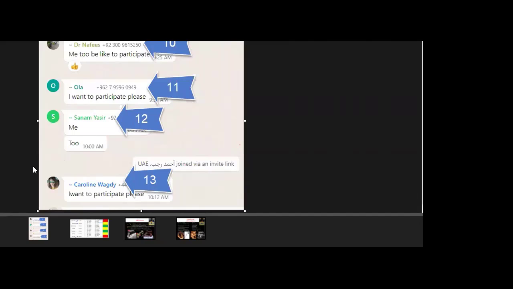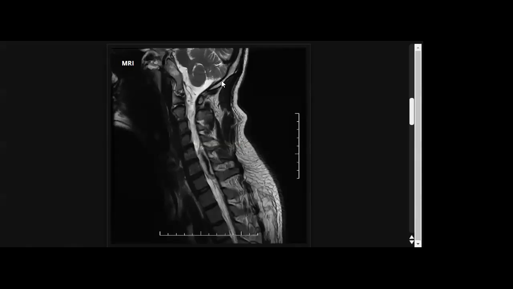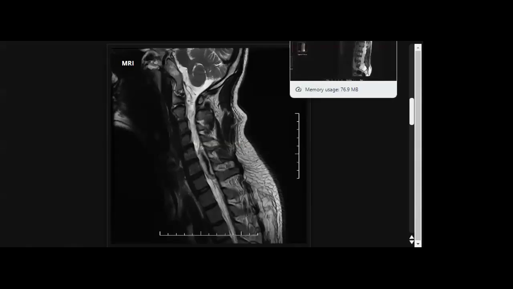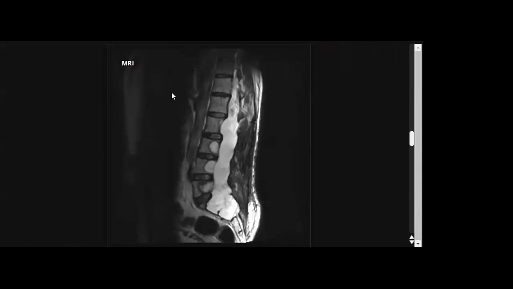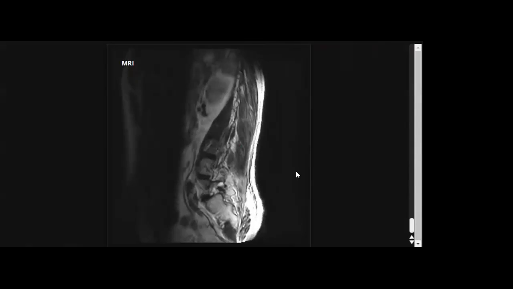Let's start with these two candidates now and start with spine. Ask for control. I'm provided with a sagittal T2 image of the lumbar spine. I'll first scroll through the images.